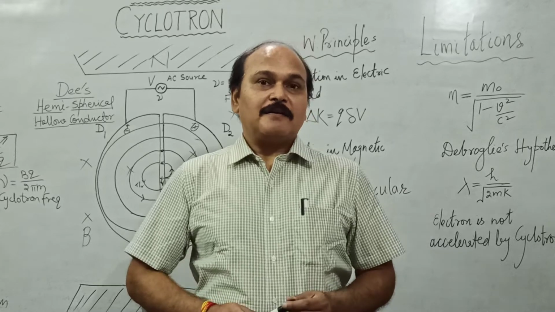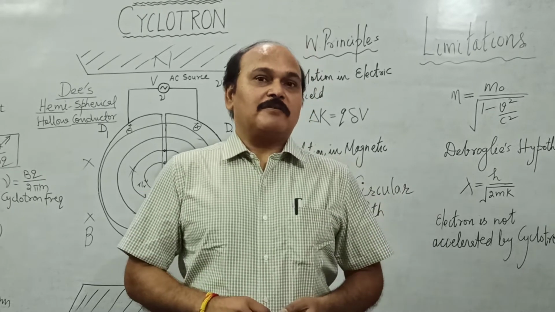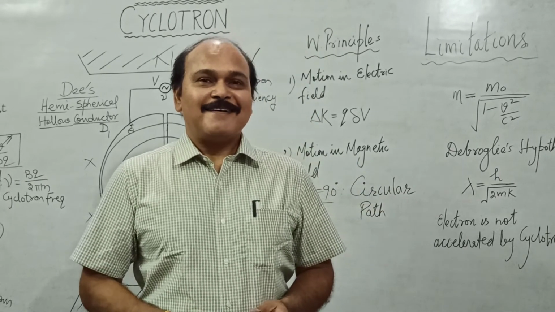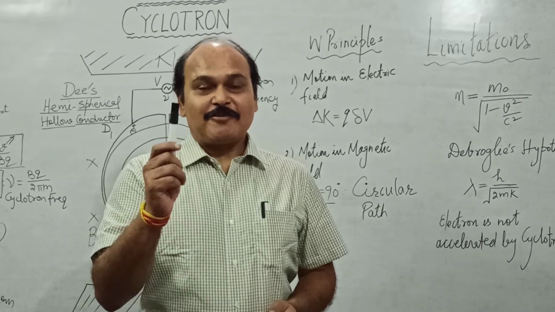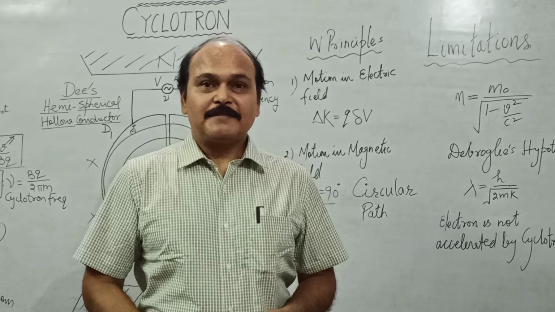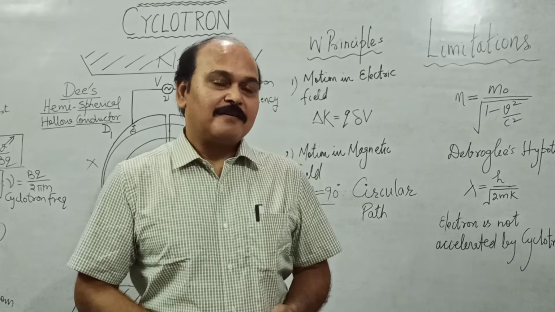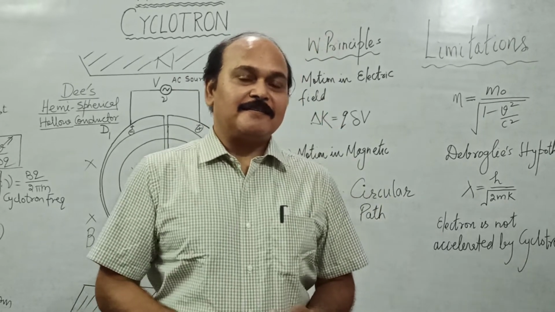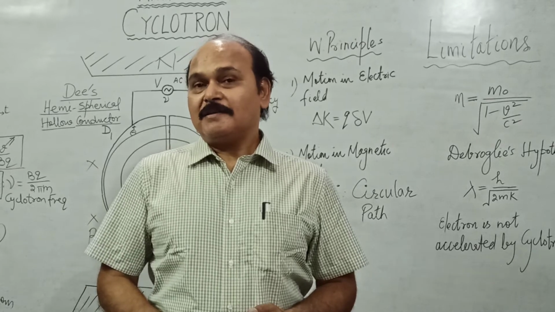Well, children, the world's biggest cyclotron is in the country United States of America, in its state Alaska, and India's biggest cyclotron is there in the premises of Punjab University, Chandigarh.